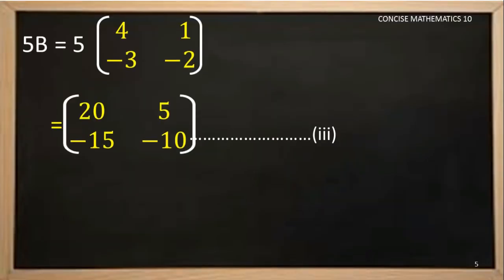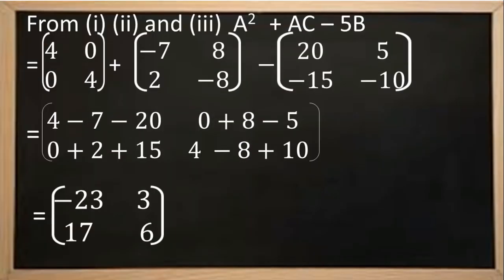In the third step, it is 5 into B. Matrix B should be multiplied with 5. Multiply all the elements, children. 5 4s are 20, first element. 5 1s are 5, second element. 5 into minus 3, minus 15, third element. 5 into minus 2, minus 10, fourth element. So, first 3 steps are over. A square we calculated, AC we calculated, and we calculated 5B. Let us move to the fourth step.